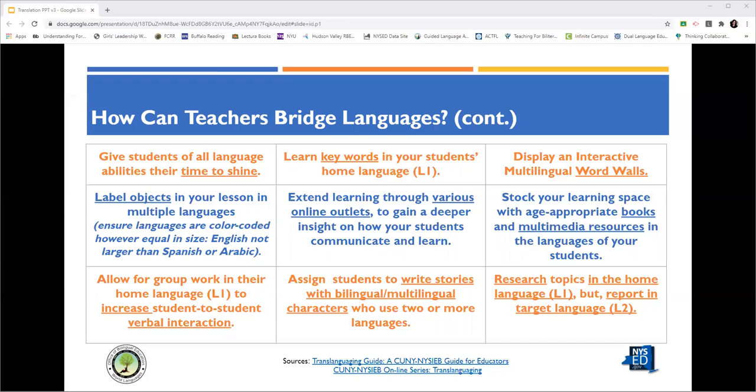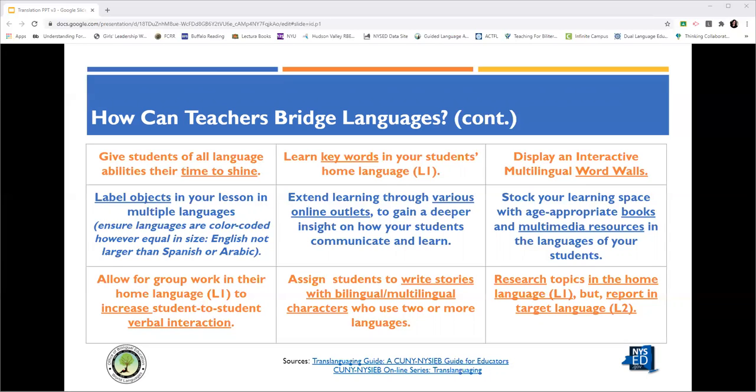You want to give students of all language abilities their time to shine. So we don't want to shame a child for not knowing vocabulary in a second language, especially if they're just in the process of learning it. This can be discouraging, and it can discourage them from learning and negatively affect their self-confidence. Instead, give all students a moment to share their knowledge. For example, throughout your lesson on fruits and vegetables, ask a native English speaker to partner with an ELL student to name all of the fruits and vegetables in both languages. By emphasizing both languages in a positive light, it allows all children to learn new vocabulary and creates an encouraging learning environment that fosters all students, regardless of their native language.